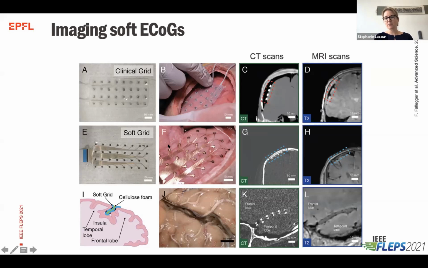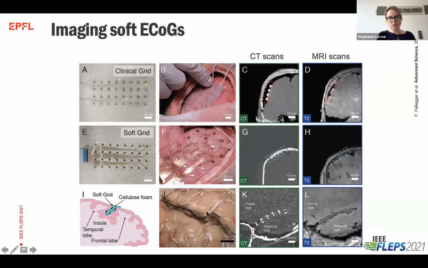Then we did the exact same experiment and imaging sequences for a soft grid that has exactly the same electrode layout. Here already you see on the photograph that the array seems to conform much nicer to the surface of the brain than the standard clinical grid. We were also quite happy to see that our electrodes are clearly visible in the CT scan and do not generate MRI artifacts when they're in the scanner. We also tested the foldability of the system. We selected this particular sulcus where the implant had to be folded into two.